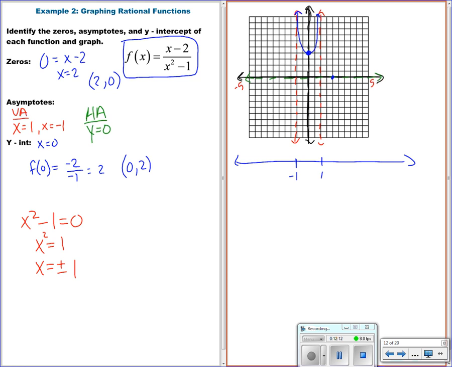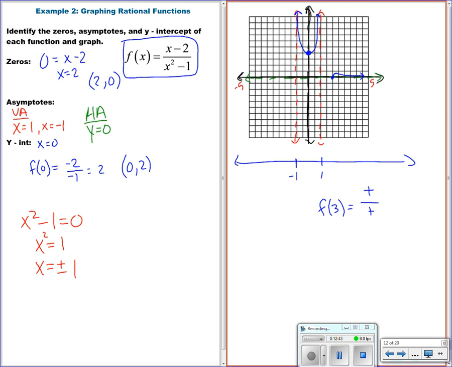Okay, for numbers greater than 1, what if I plugged in the number of 3? We just want to know whether we're positive or negative. So 3 minus 2, that's a positive number. And then we have 3 squared, which is 9 minus 1, a positive number. So I'm above the x-axis, but I approach that asymptote.